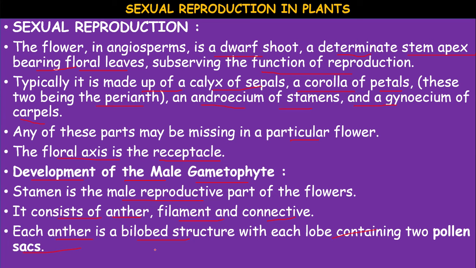Microsporangia, 2 in each lobe. There are 2 pollen sacs on each lobe. So, there are 2 lobes, total 4 pollen sacs are present. They are also called microsporangia. The microsporangial wall has 4 types of layers actually. That is epidermis, endothecium, middle layer, tapetum.